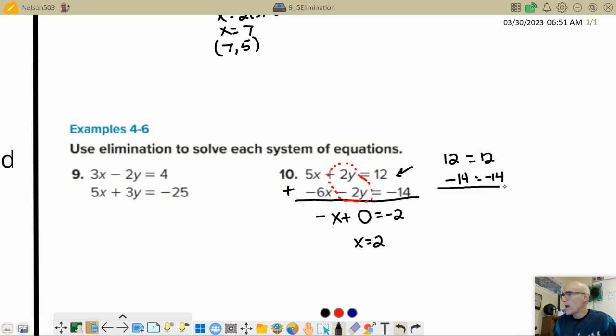What would happen if I added these two sides, the right side and the left side here? If I add those two together, I'd get negative 2 equals negative 2. That's an equation, right? That's still true. This is a true statement, like this was a true statement. This was a true statement right here, right?